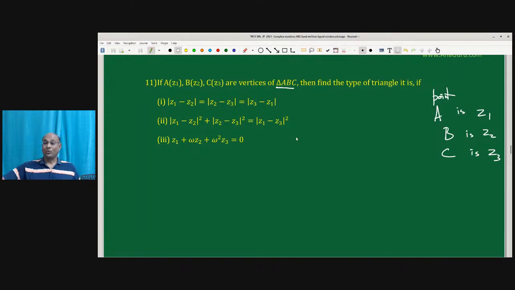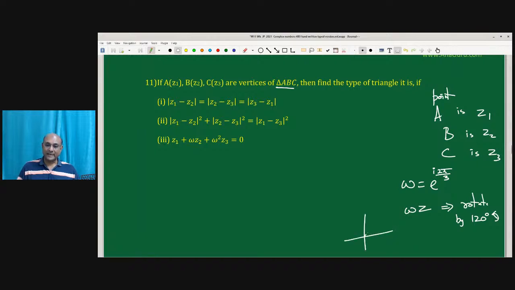Think about it. Omega is e power I 2 pi by 3. So multiplying omega by Z, rotate by 2 pi by 3, which is 120 degrees in this direction. Right? If you have a Z, when you multiply by omega, turn by 120 degrees. This point is omega Z. IZ means turn by 90 degrees. Omega Z turn by 120 degrees. That's all. Omega is very powerful because you can turn by 120 degrees. So go ahead, please do this.